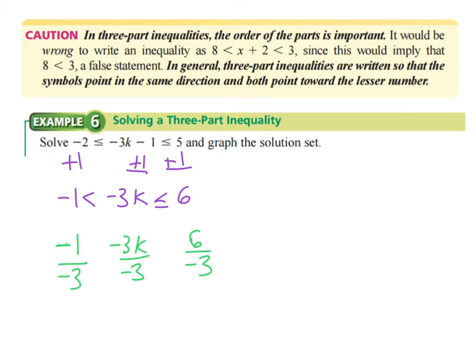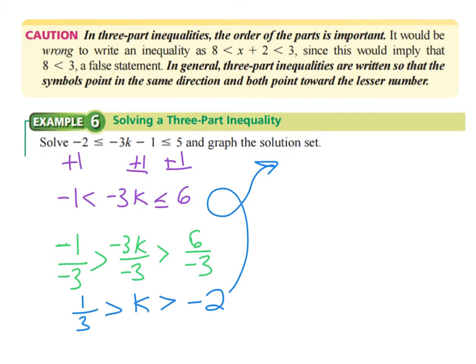Since we are dividing by negative 3, we need to flip the inequality, and we end up with 1/3 is greater than k, which is greater than negative 2. And if you feel more comfortable flipping that around, that's perfectly fine. Just do a little flip there, and we get negative 2 less than k less than 1/3.